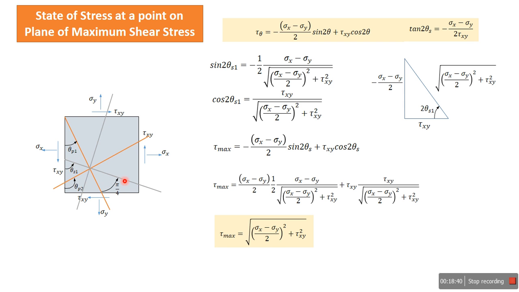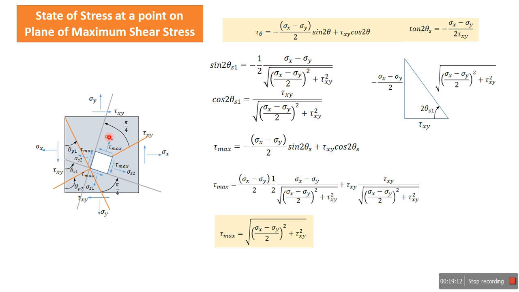Similarly, we can mark another plane of maximum shear stress which is 90 degrees from this, or it is pi by 2 from the second principal plane. So this is how we can mark here. Now we can draw one element here to represent the state of stress on this plane of maximum shear stress. Now we can mark the stresses like this.